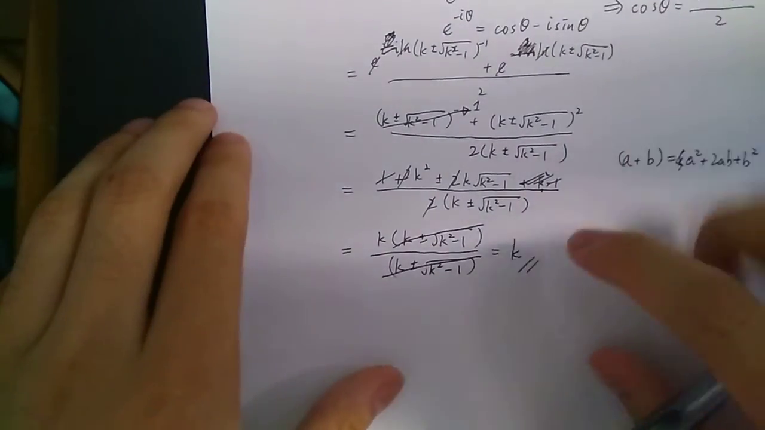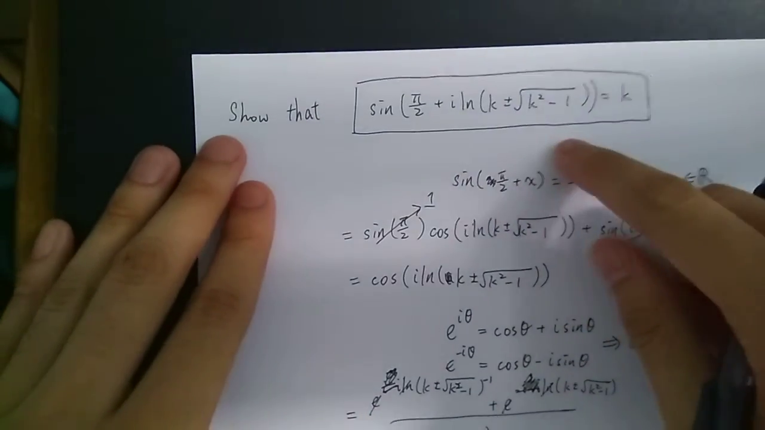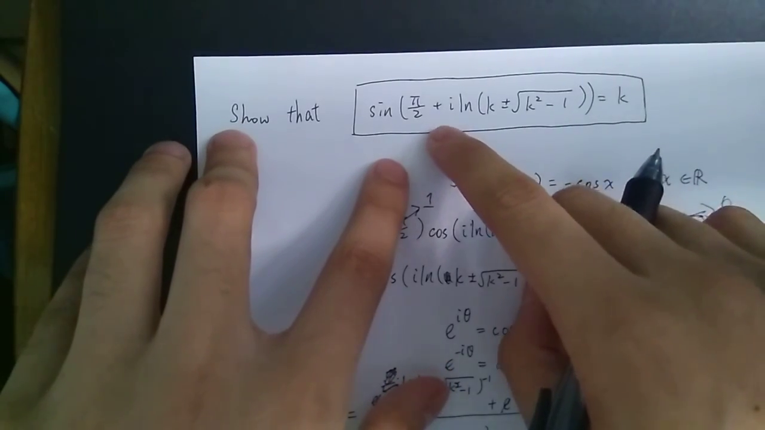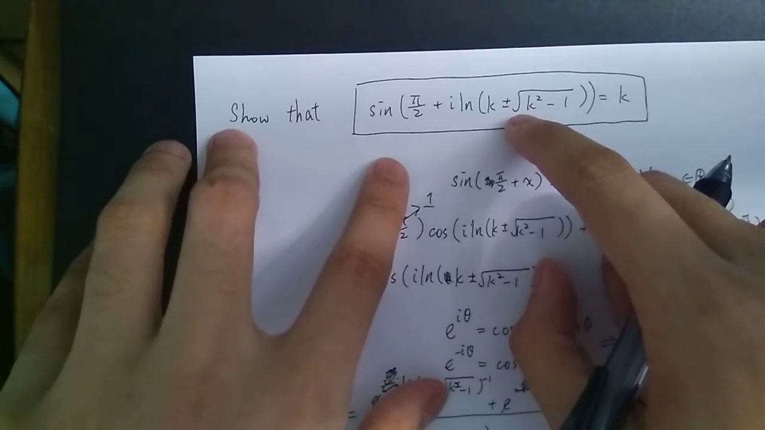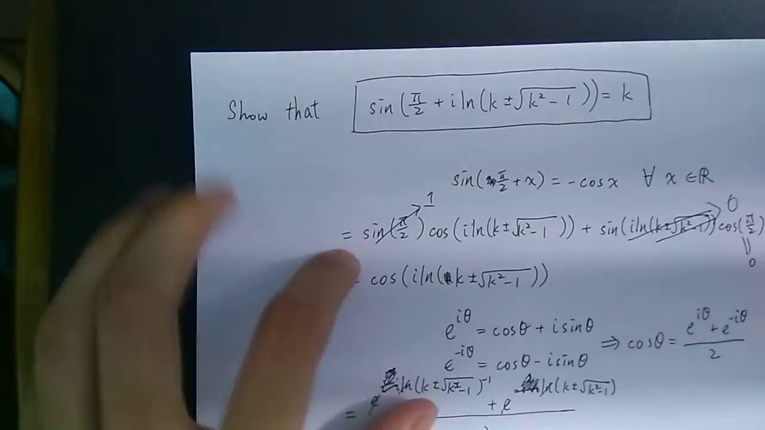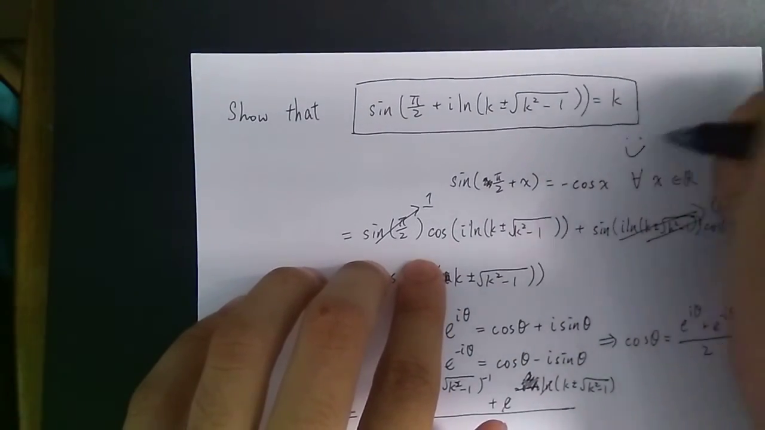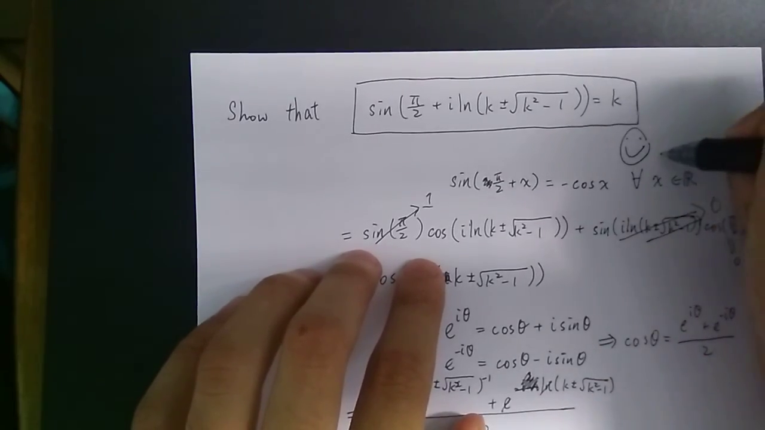So this one is verified: sine of pi over 2 plus i natural log of k plus or minus square root of k squared minus 1 equals k. We have verified it. Very good.